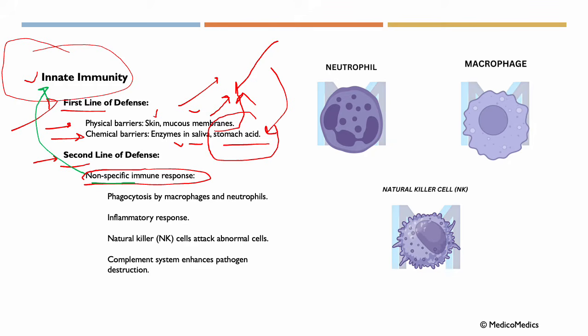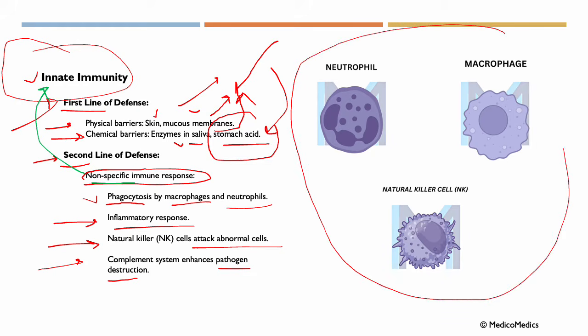Now, these non-specific immune responses include phagocytosis by macrophages and neutrophils, inflammatory response, natural killer cells attacking abnormal cells, and we have our complement system, which enhances pathogen destruction. And here we have the illustration of these three different types of cells. If you remember from the myeloid lineage, we have the neutrophil and macrophage. And from lymphoid, we have the natural killer cell.